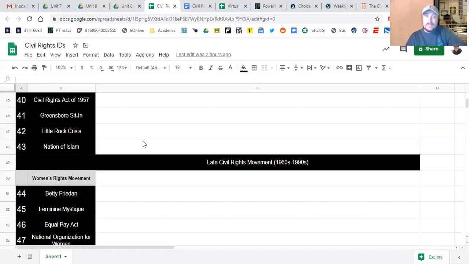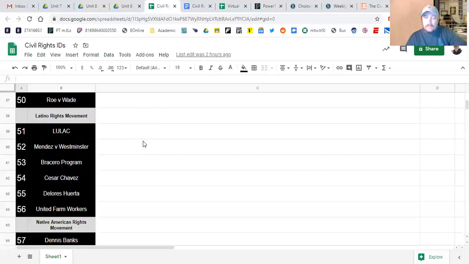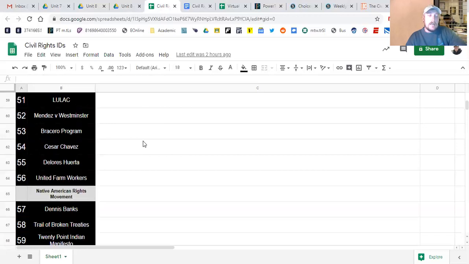There are a number of terms in that unit. That would have been the bulk of our unit had we been lecturing like normal. And then you can see the later civil rights movement that really took off after the 1960s with the women's rights movement, the Latino rights movement, Cesar Chavez, and then the Native American rights movement. This does not incorporate everything, guys. Of course, this is a survey class, so we're doing the best we can.